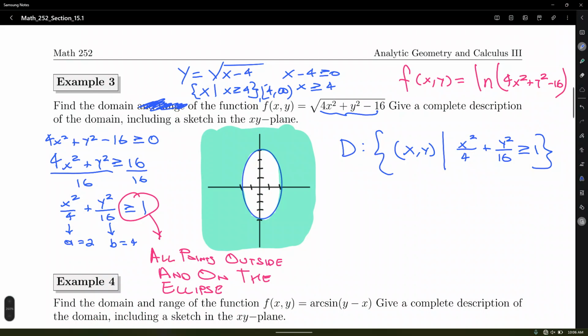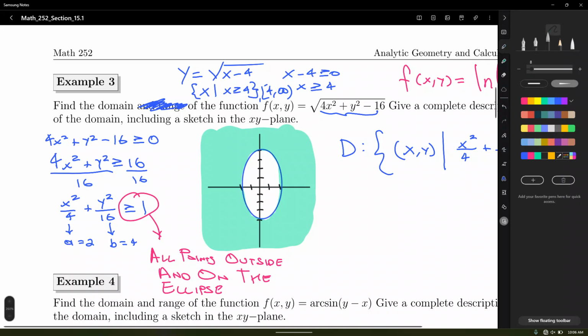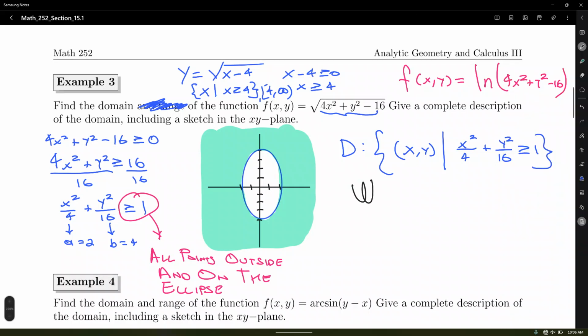Now, what if? I like doing these what ifs. What if f of x, y equals the cube root of, not the square root, the same function, but under a cube root? What would be the domain of this function? All real numbers. Let's be more specific. So the all real numbers part is correct.